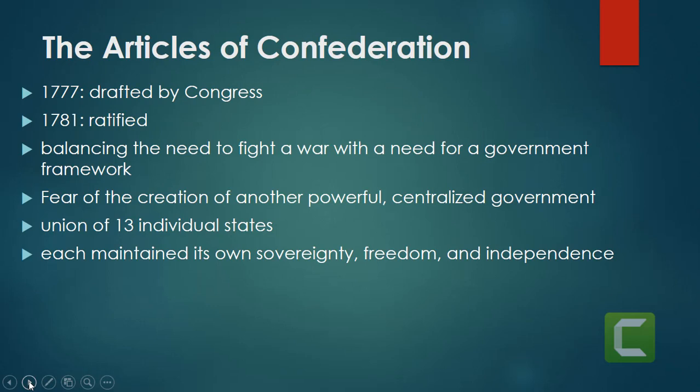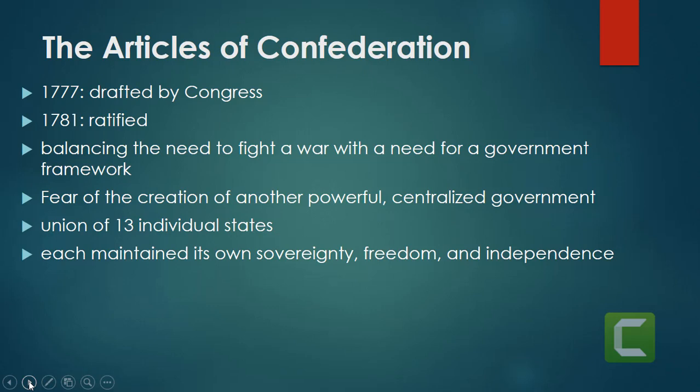Okay. So, the Articles of Confederation is the first governing document of the brand new United States. It was drafted by Congress in 1777 and ultimately ratified in 1781. Now, keep in mind that for much of that time, America was still at war. So, the Articles of Confederation really sought to balance out the need to fight a war with the need to have a government framework of some kind.